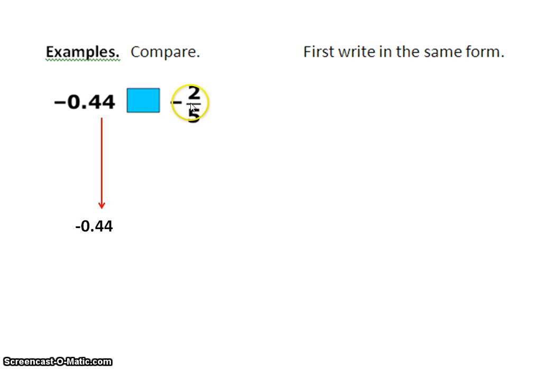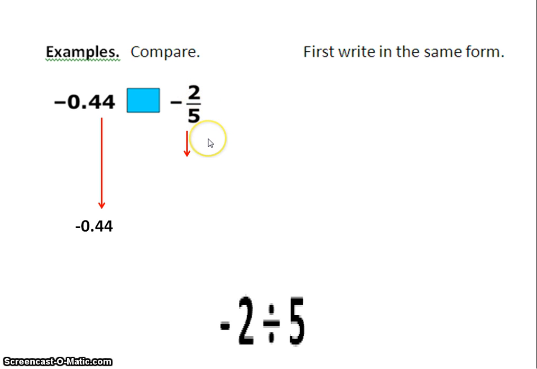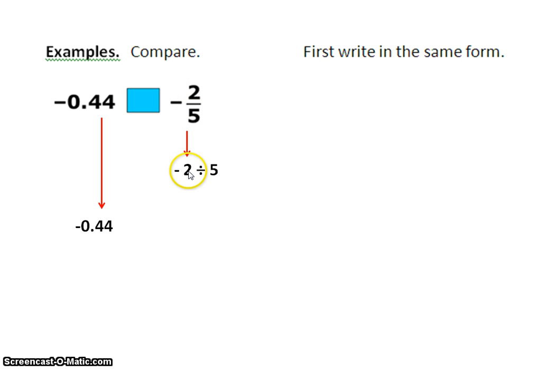Now negative 2/5. What we're going to do with that in order to convert that fraction into a decimal is divide. This fraction bar right here really is a division sign, so it would be a negative 2 divided by 5. Negative 2 divided by 5 would come out to be negative 0.4. And I'm going to add a 0 to the right of the decimal after the last 4. So it's going to be negative 40 hundredths.